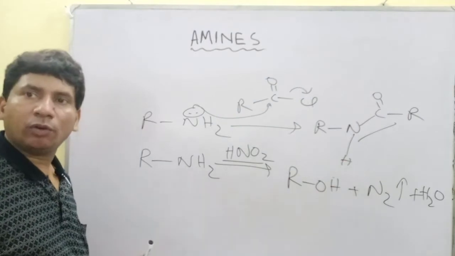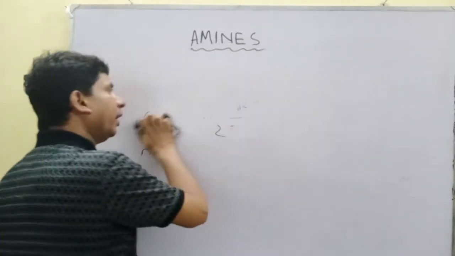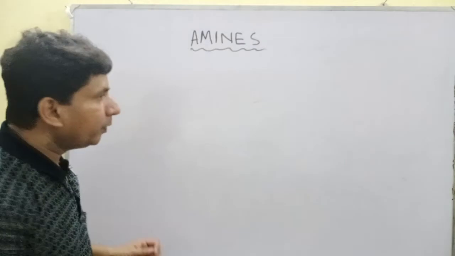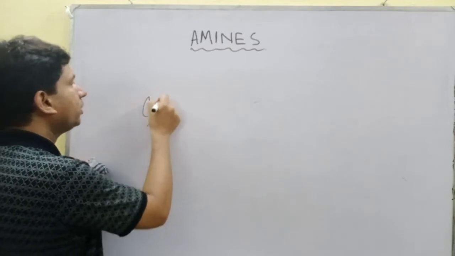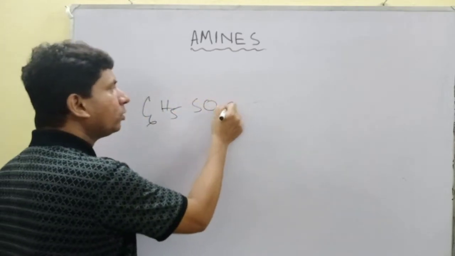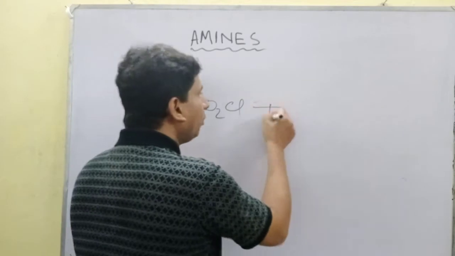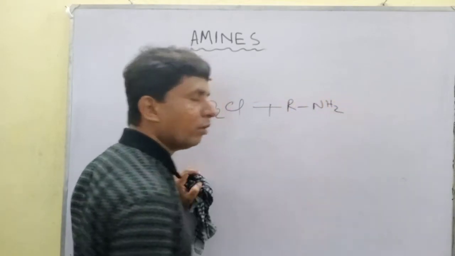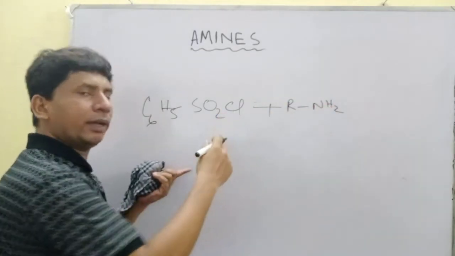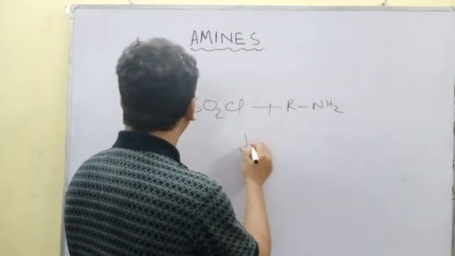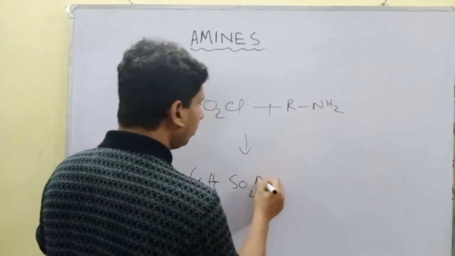Now, if we use thionyl chloride, or what will be the reaction? If we use C6H5SO2Cl, this is very important, plus RNH2. Then what happens here? H and Cl will be removed. We'll get C6H5SO2NH.